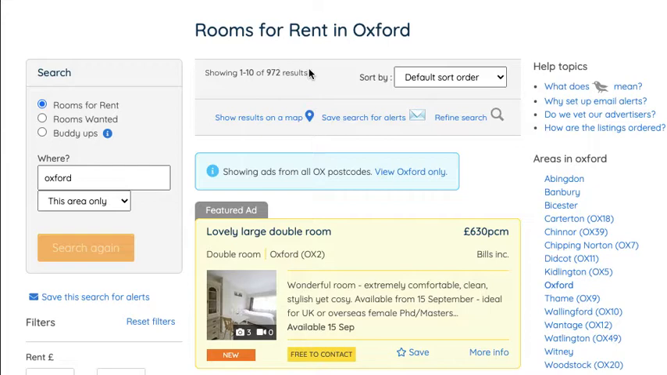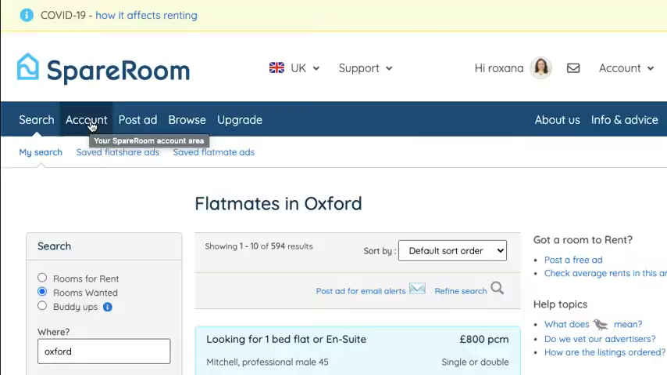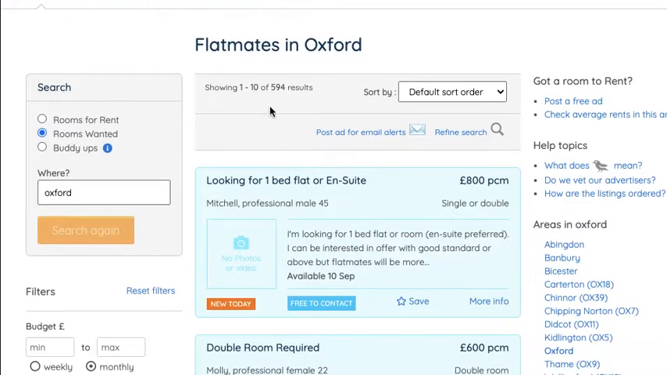There's 972 results. And then if you look at this, the rooms wanted, so people who are requesting rooms, there's like 594.